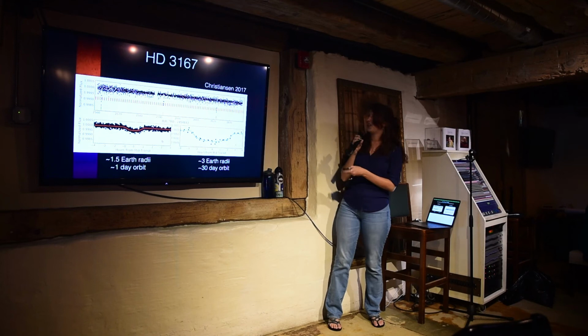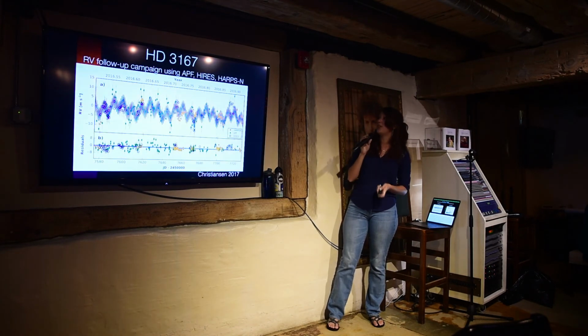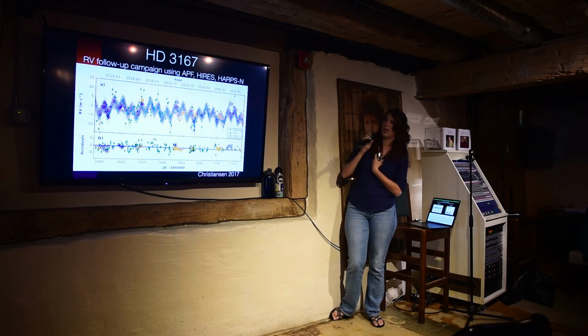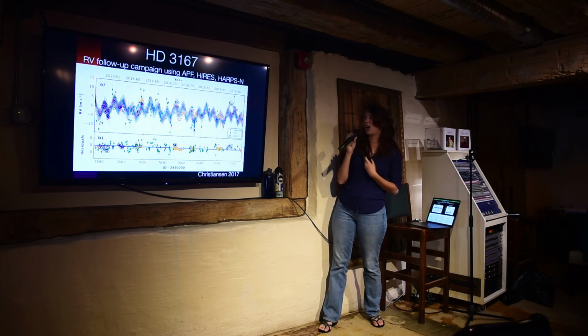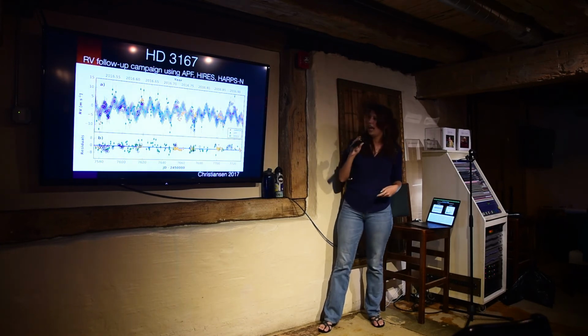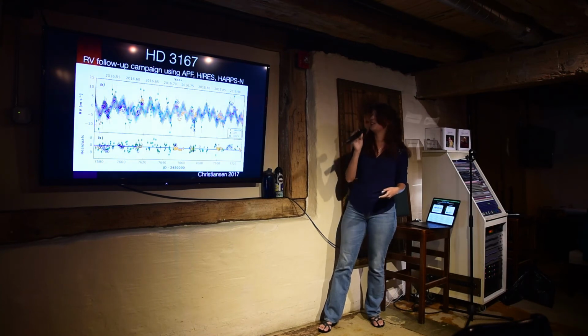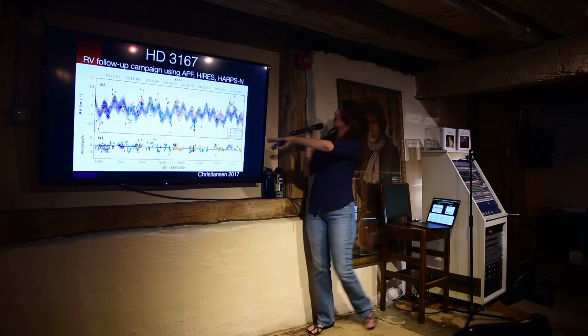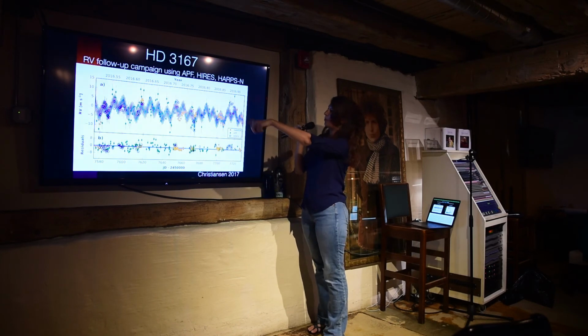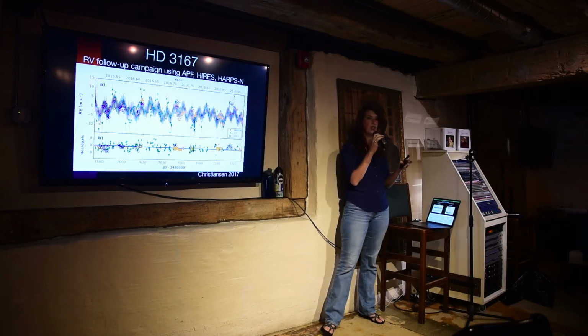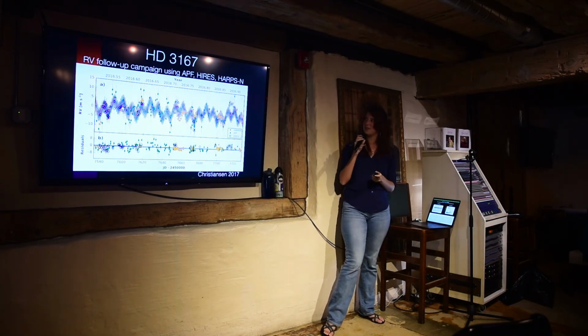So we took this star, we observed it with a bunch of different telescopes. So APF, the one I use, HIRES and HARPS-North. These are telescopes located in Hawaii and Spain. And this is a few months worth of data roughly. All the data points are shown here in the colored points, and then the blue line is the fit to this, so it shows you how we think the planets are affecting the star.